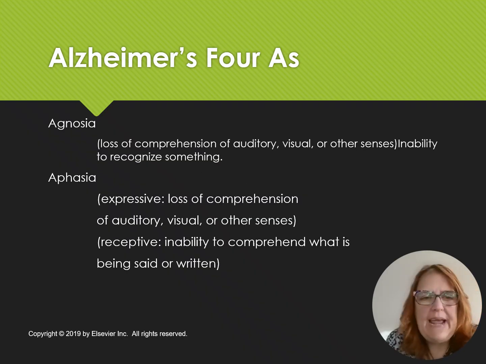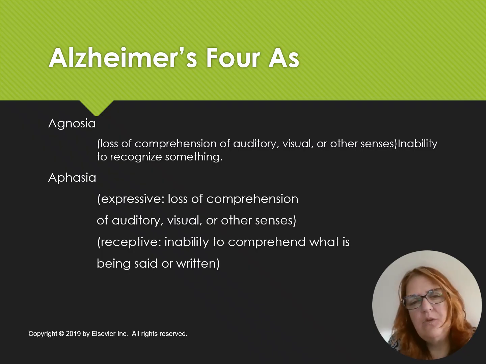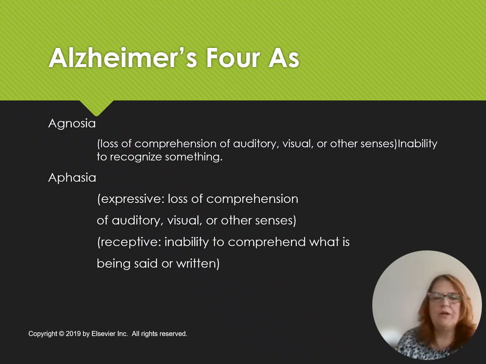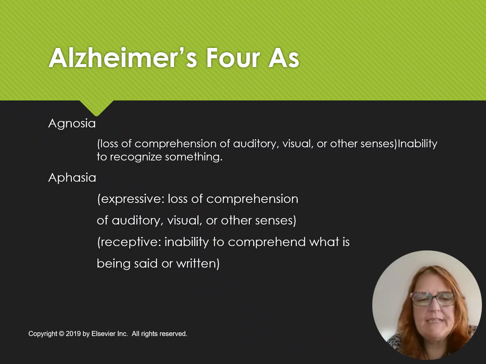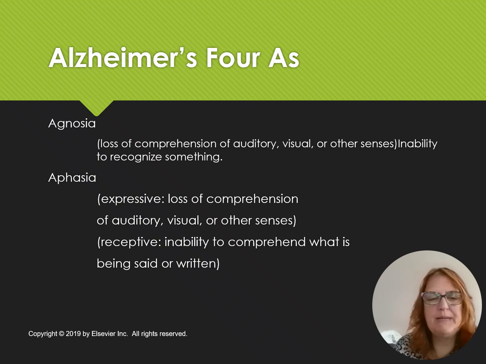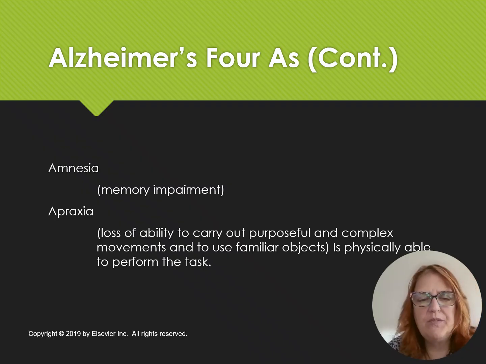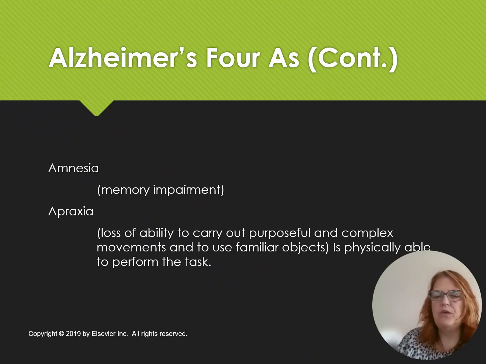So we'll talk about the 4 A's. We have agnosia, which is loss of comprehension of auditory, visual, or other senses, which is the inability to recognize something. They'll have aphasia, which can be expressive, so they have the loss of the ability to express language, or receptive, which is the inability to comprehend what is being said or written. Amnesia, which would be their memory impairment, or apraxia, which is the loss of the ability to carry out purposeful and complex movements and to use familiar objects.